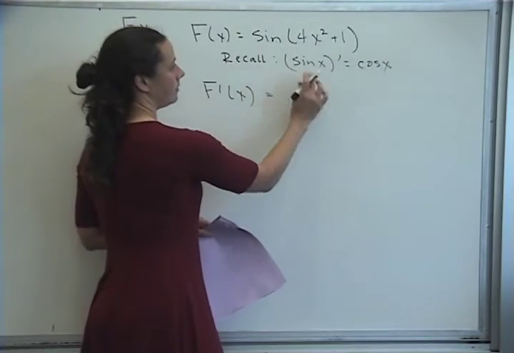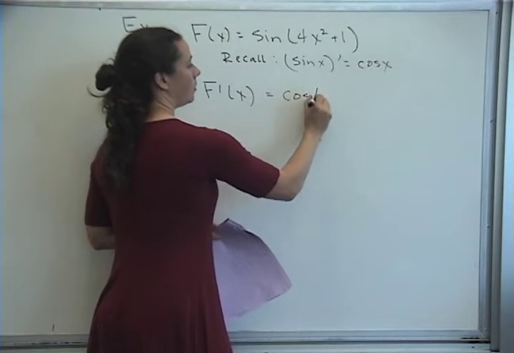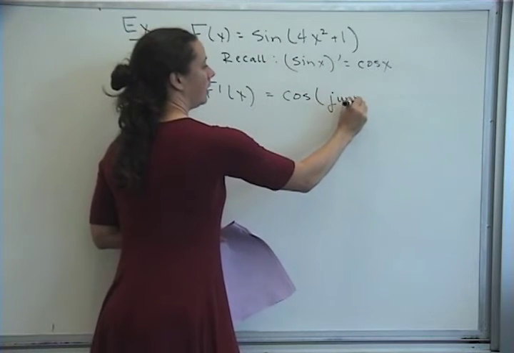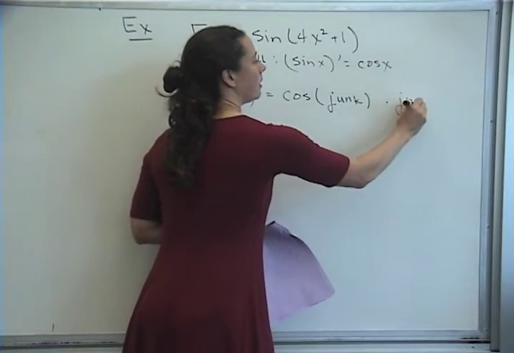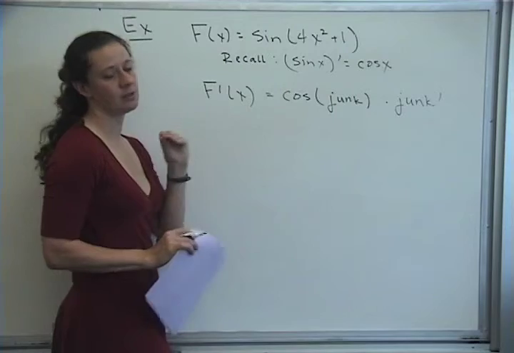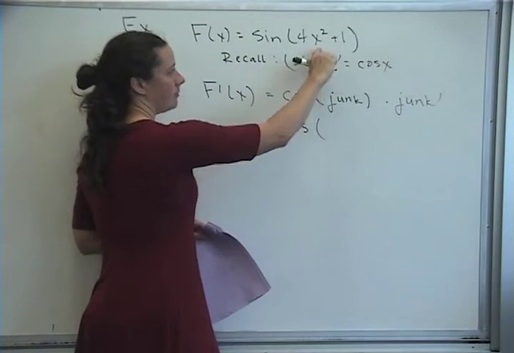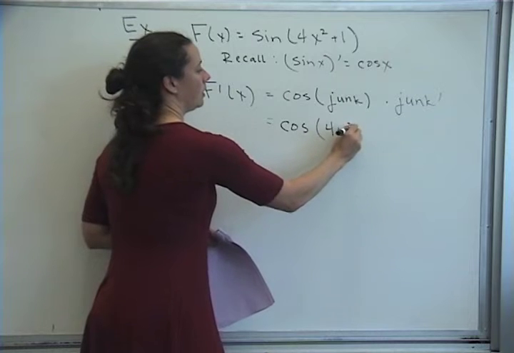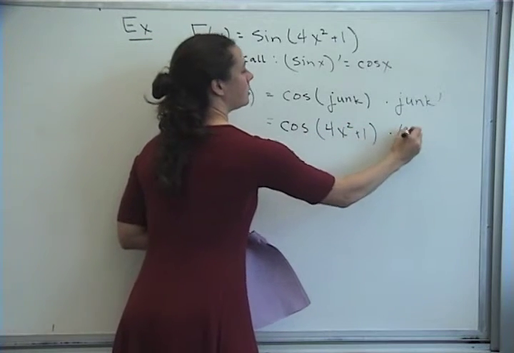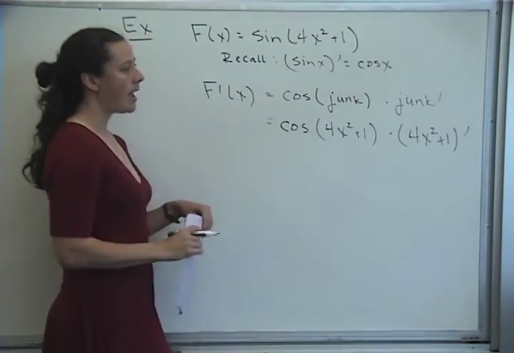So the derivative of the outside function is sine, its derivative is going to be cosine, and we're going to do cosine of the junk, and then times the derivative of the junk. So don't write this on your exam or your homework, but I'm just putting this here so you see the pattern. What I really mean by that is cosine of this 4x squared plus 1, and then times the derivative of 4x squared plus 1, like this.